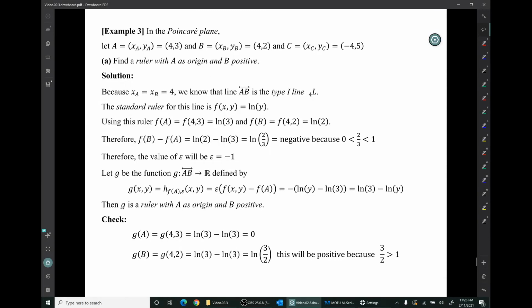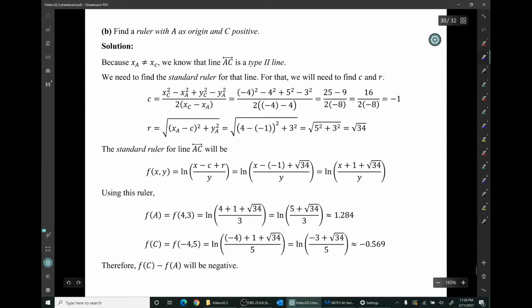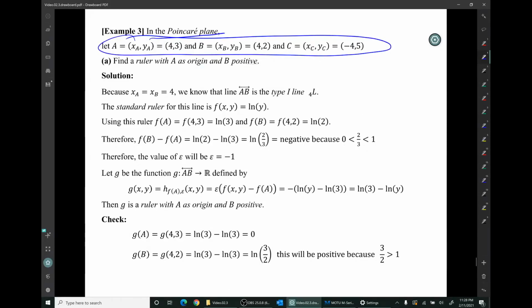Let's go on. Example 3. In the Poincare plane, we're going to consider those same 3 points. We're going to find a special ruler with A as the origin and B positive. And then in question B, we're going to find a special ruler with A as origin and C positive. Well, we start by figuring out what kind of line A and B lie on. Since A and B have the same x coordinate, we know that line AB is a type 1 line, denoted by this symbol. So what do we do?